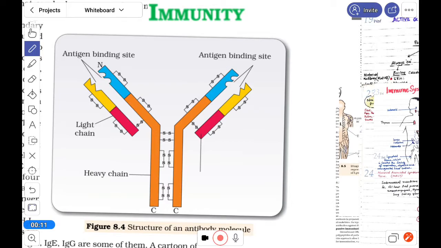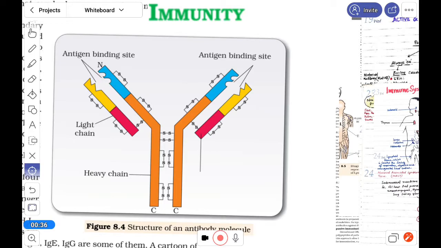Here you can see an antibody molecule. You can see it carefully. This is the chain which is joined with the disulfide bond. One is the heavy chain, which looks bigger in size, and this is the light chain, on the two sides.